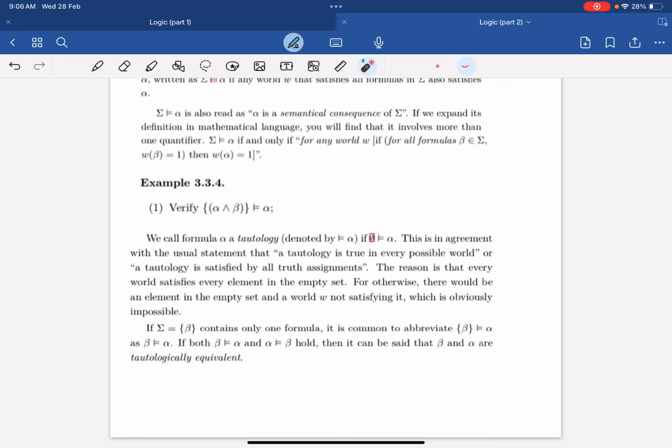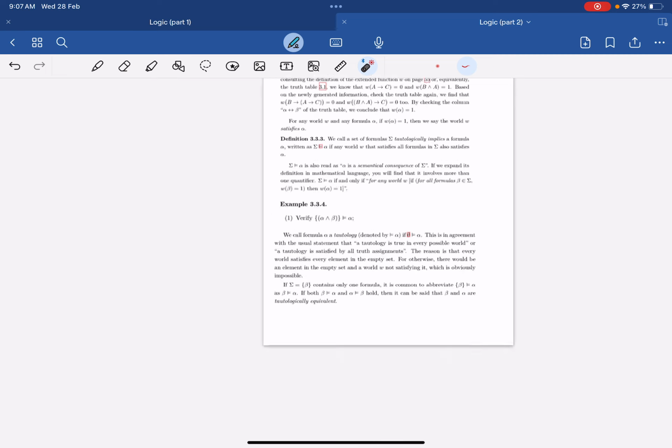So if Sigma is just one formula, you can simplify it to write without the brackets. And if both beta tautologically implies alpha and alpha tautologically implies beta, then we say alpha and beta are tautologically equivalent.